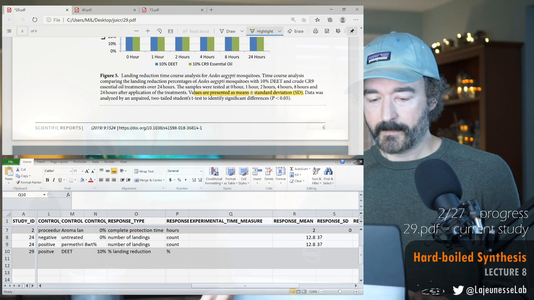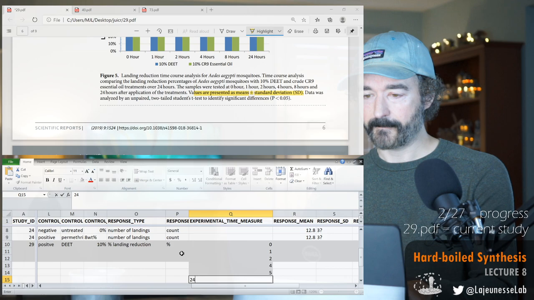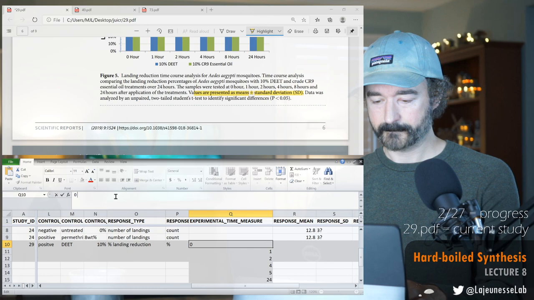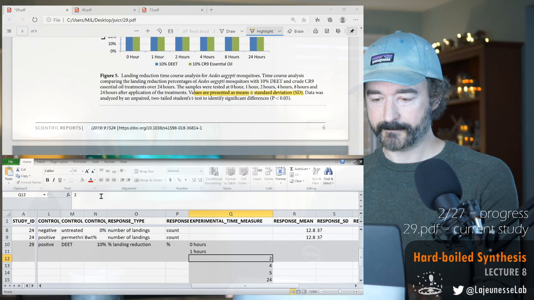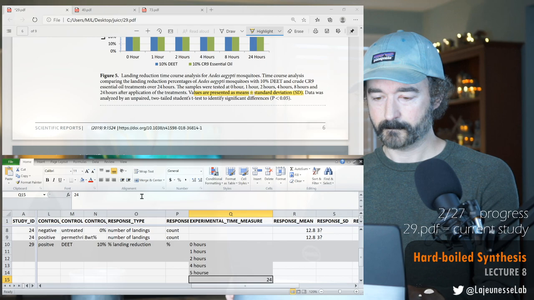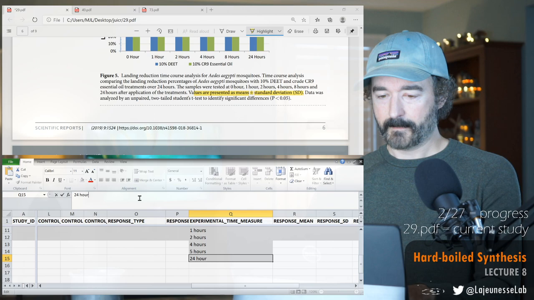Okay, so 0, 1, 2, 4, 8, 24. I'm just going to add an H to all that so that later on I could standardize the units. Let's put in those numbers.